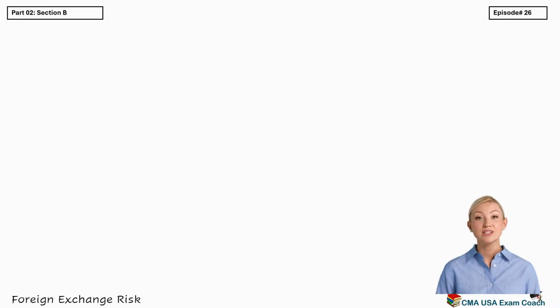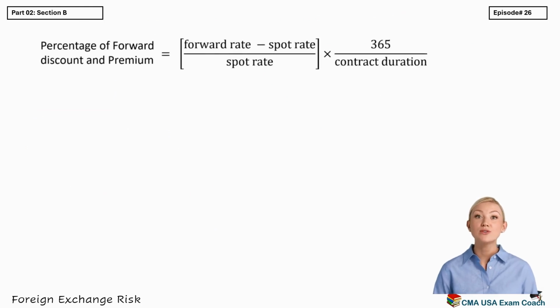Now, let's learn how to calculate the percentage of forward discount or premium in foreign exchange contracts. This calculation helps us understand how much the forward exchange rate differs from the spot exchange rate, expressed as an annualized percentage. The formula is percentage of forward discount or premium equals the forward rate minus the spot rate, divided by the spot rate, multiplied by 365, then divided by the contract duration in days.